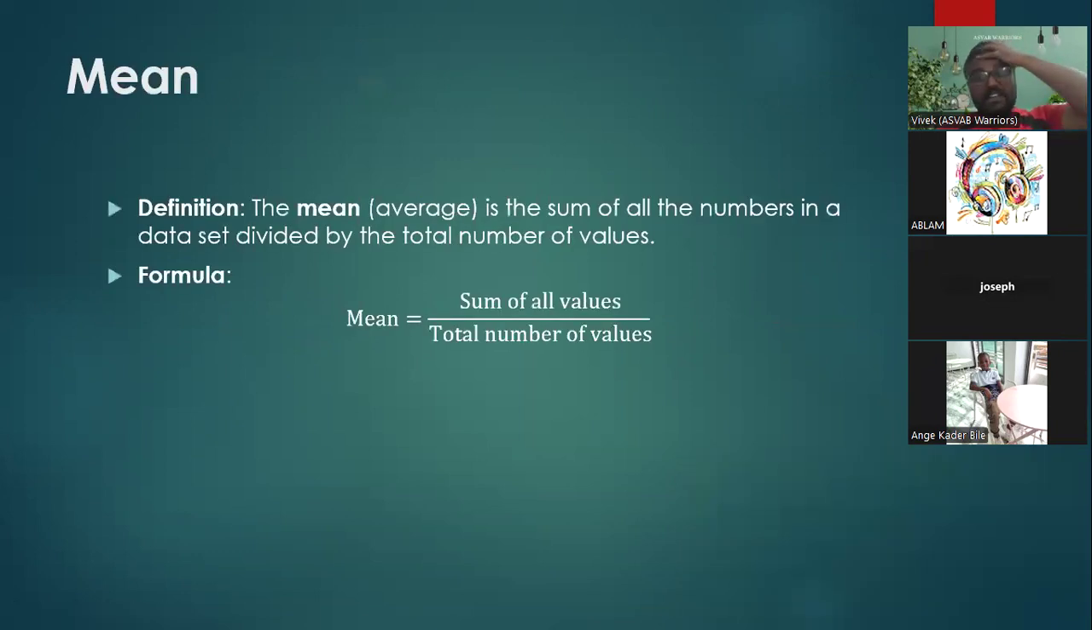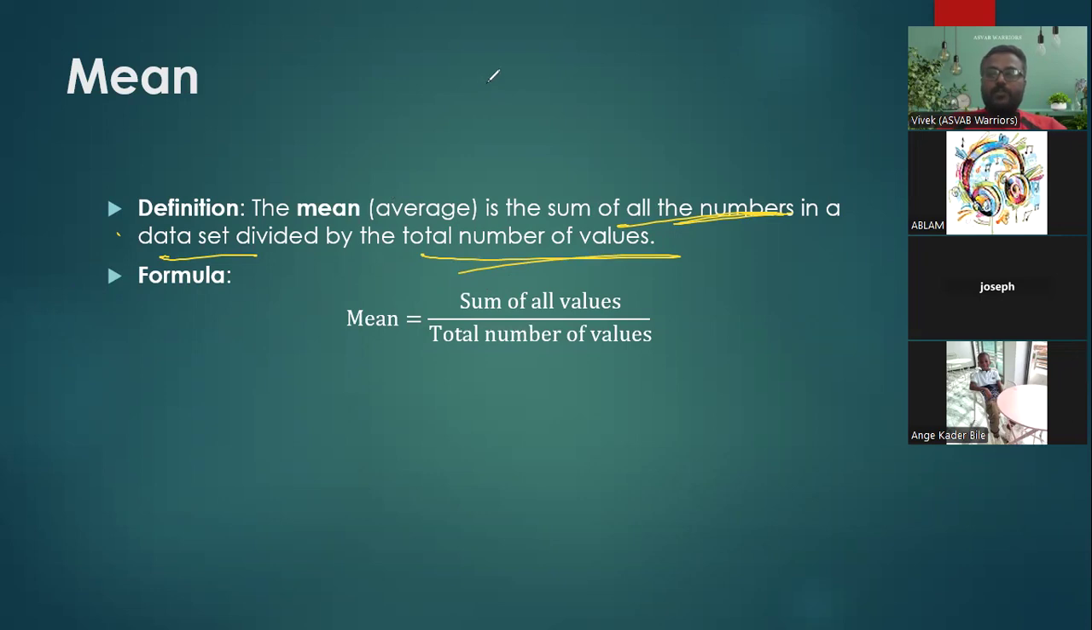Mean. Basically, mean is very mean, guys. You need to do a lot of calculations for finding the average. You need to add everything, then you need to divide it. So basically, mean is the average. It's the same thing. It is the sum of all the numbers in a data set divided by the total number of values. I'll try to explain it to you with an example.